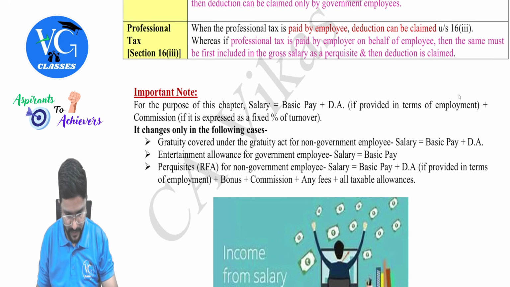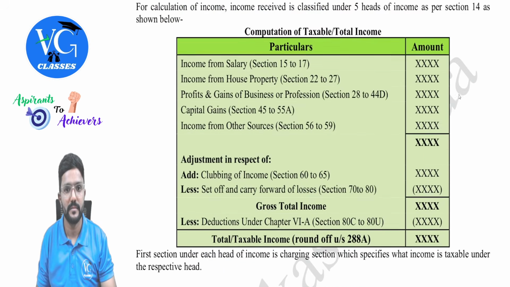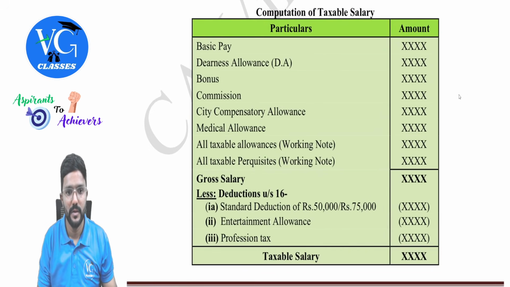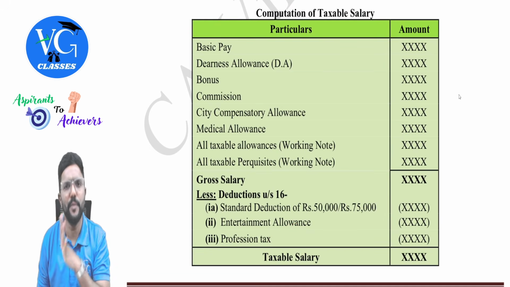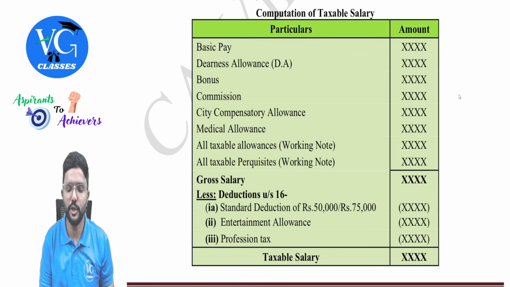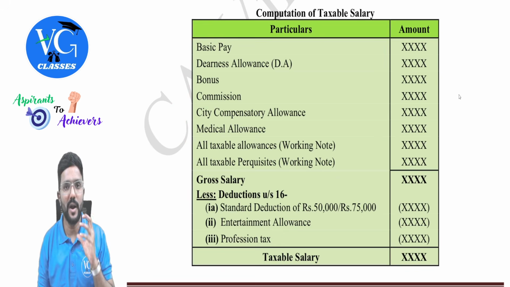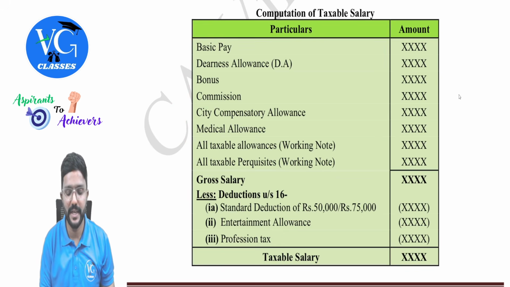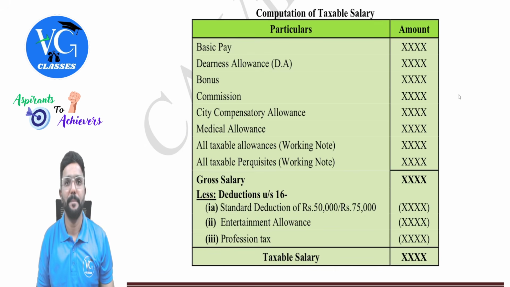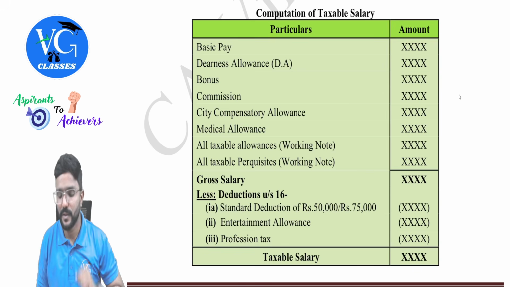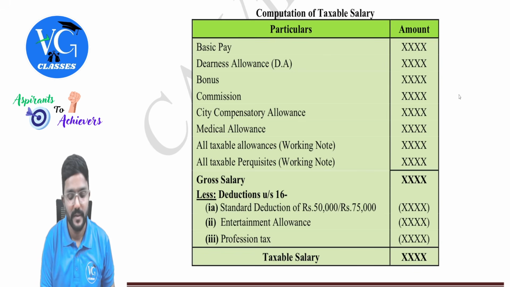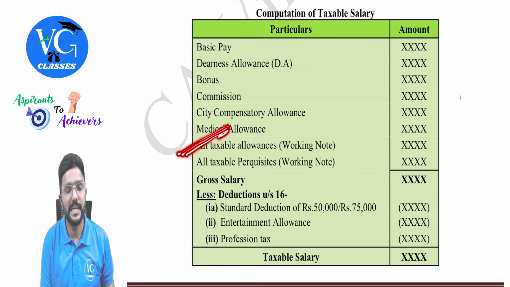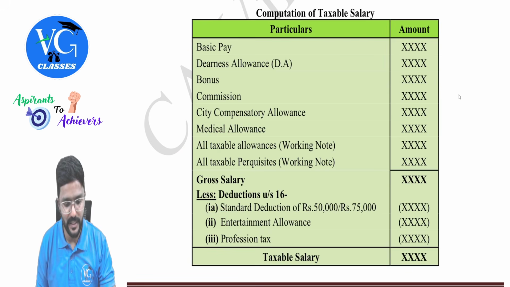Now, assume professional tax is paid by the employee. Then straight away deduction. Nothing to be included here. Sir, what if professional tax is paid by the employer? First include it under the perquisite while calculating gross salary, then give deduction. So entertainment allowance also, as I explained, first include it fully while calculating gross salary, then give deduction under section 16(2) only if he is a government employee. Only if he is a government employee, guys.